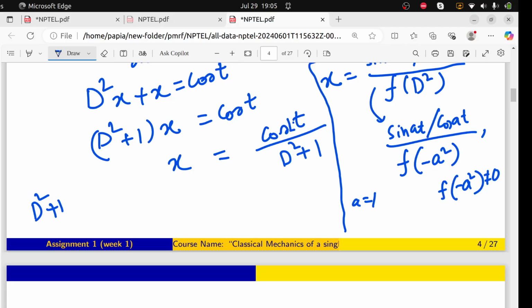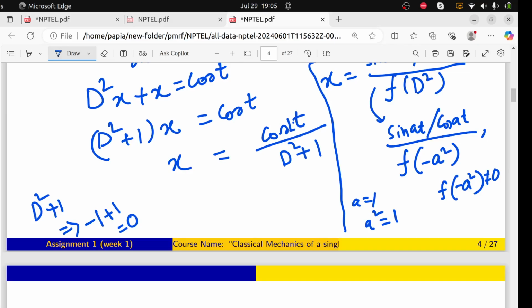And they are saying that D square will be replaced by minus a square. So a square is what? 1. But D square is replaced by minus a square. If I write here minus a square, then plus 1, it is giving me 0. But it should be applicable when that f of minus a square is not equal to 0. But I am getting f of minus a square as 0. So this equation is not satisfied here for my calculation.